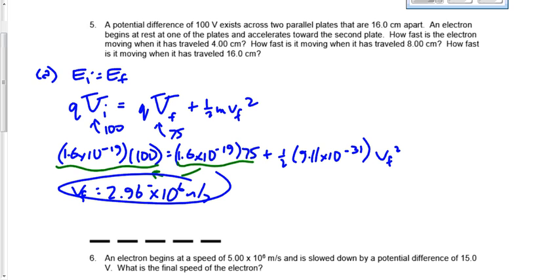Okay, let's take a look at question B. Question B, this time we've gone 8 centimeters across. We're still speeding up, so we're still going to say EI is equal to EF. We're going to say QV still equals, do we still have potential energy at the end of this problem? Depends on how we do it, right? If we do it this way, same way as we did here, then yes. If we do it Parker's way, then no, right?